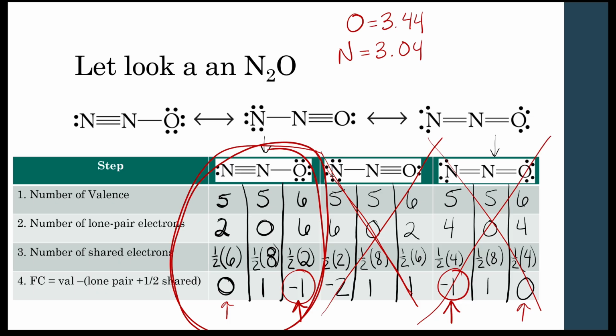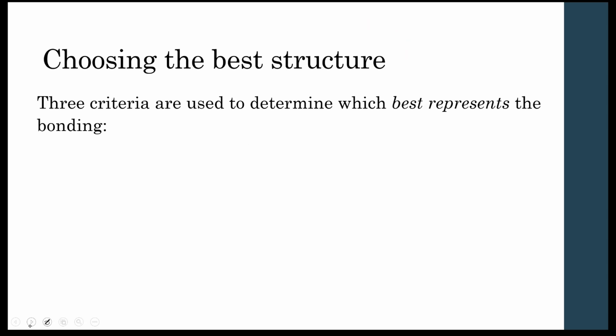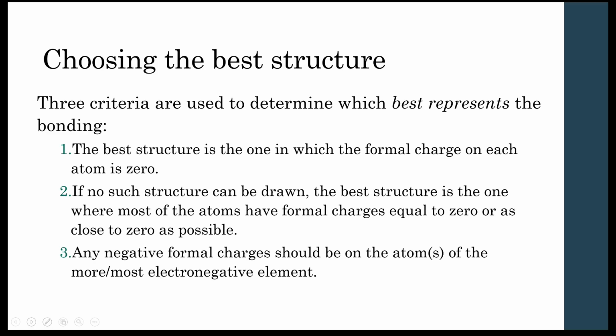So the best structure for N2O would be the triple bond between the nitrogens and then the single bond with the oxygen. So again, assign formal charge, use this criteria to pick the best structure. I'll do another example in a video, but I hope you guys found this helpful.